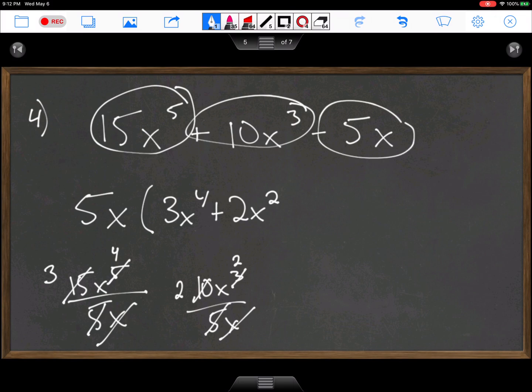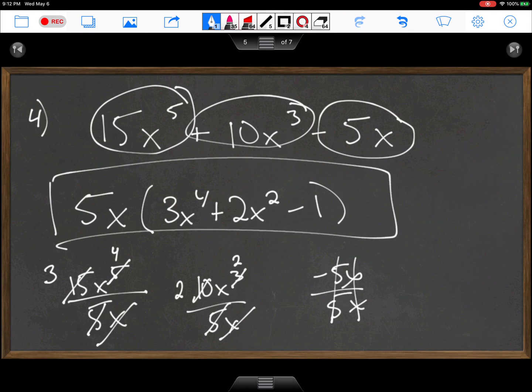And now that third term, anything divided by itself is 1, but it's minus, so negative 1. What's happening there is negative 5x divided by 5x. There's my negative 1. There's my 1. So it has to be a negative 1. And then again, you can always check your answers by remultiplying your monomial by a trinomial there.